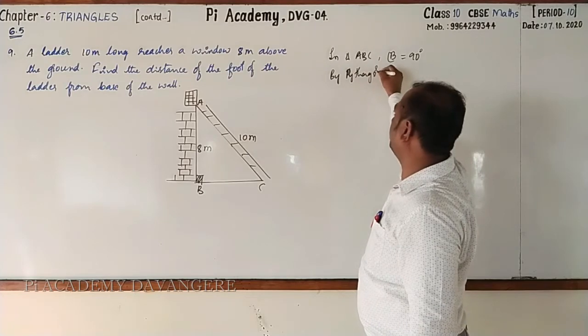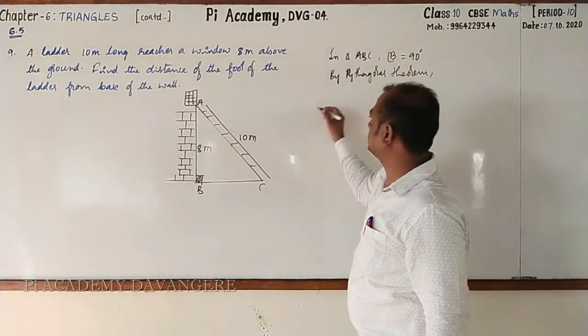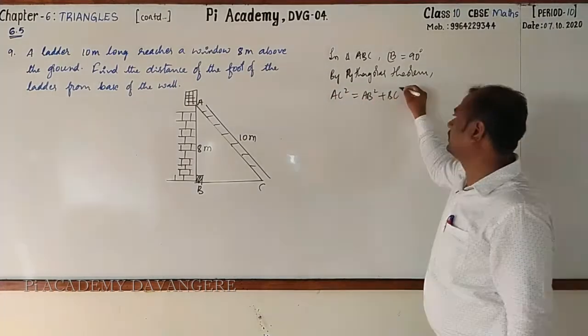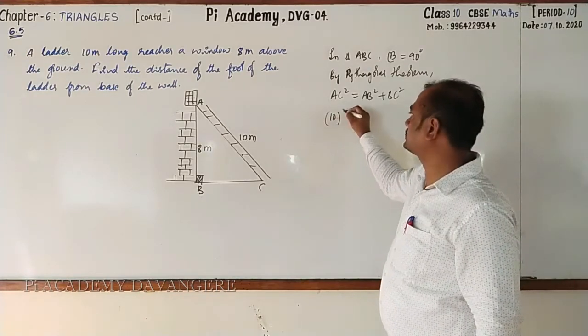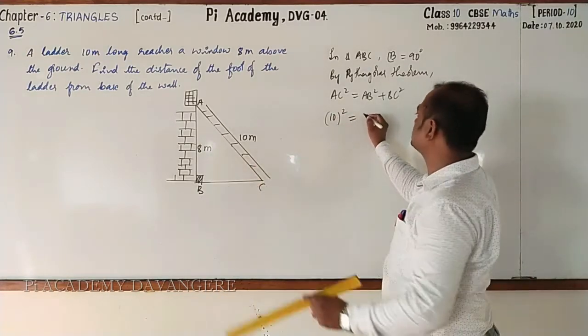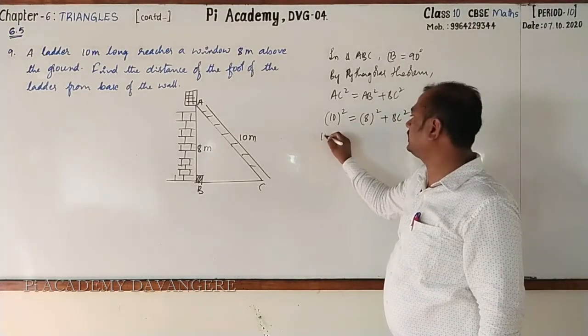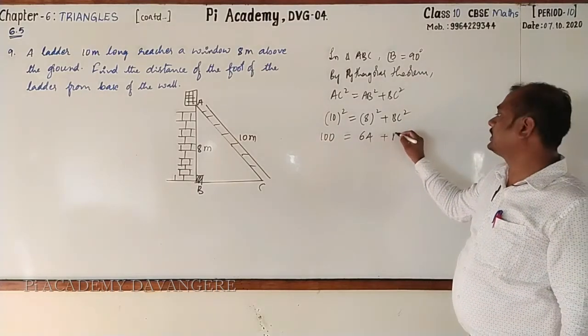According to Pythagoras theorem, how do you write? AC square equal to AB square plus BC square. What is AC? 10 whole square. AB, it is 8 whole square. BC, it is unknown. 10 square is 100. 8 square, 64. BC square, as it is.